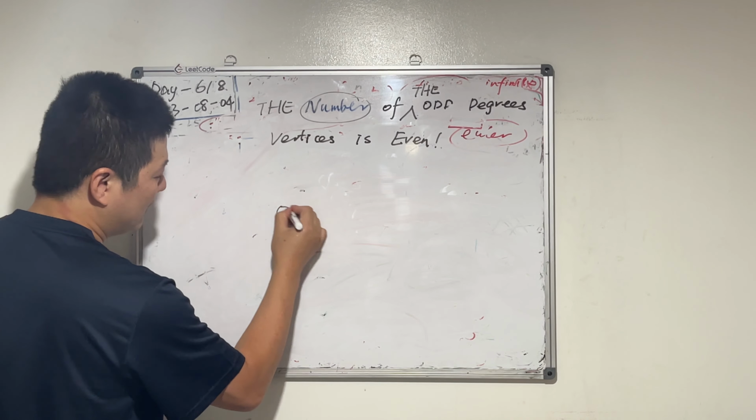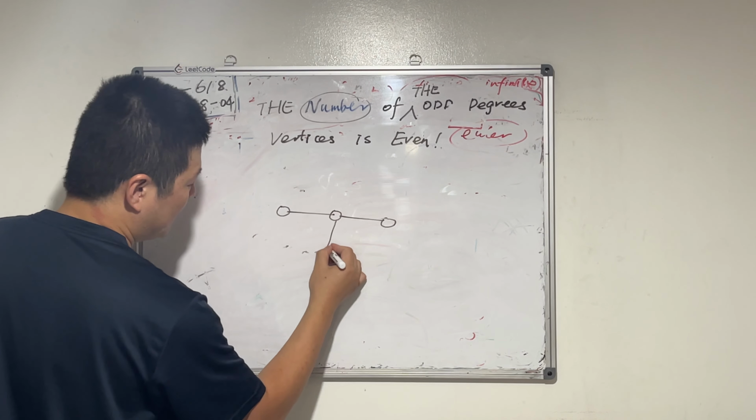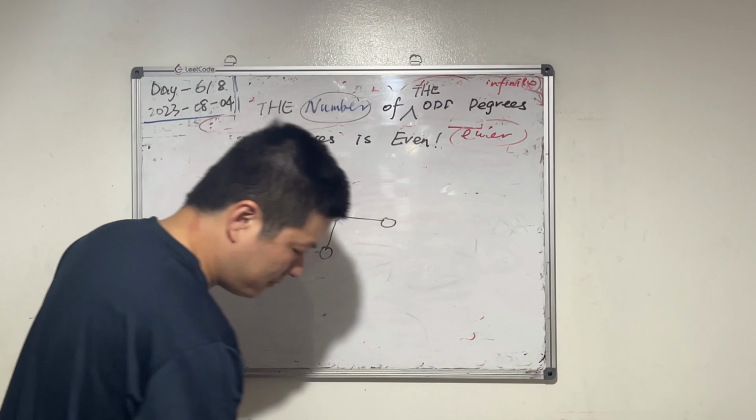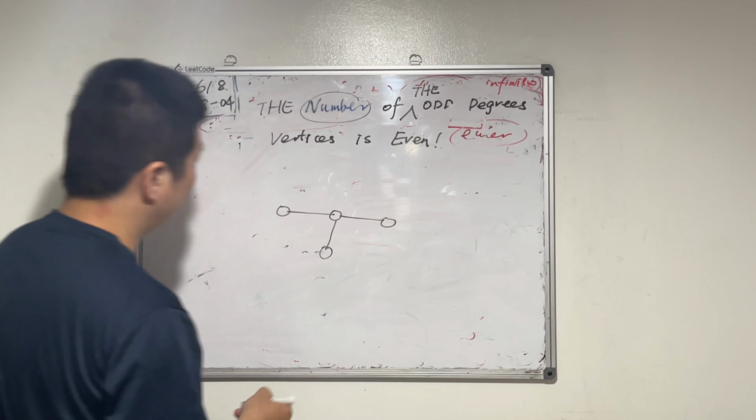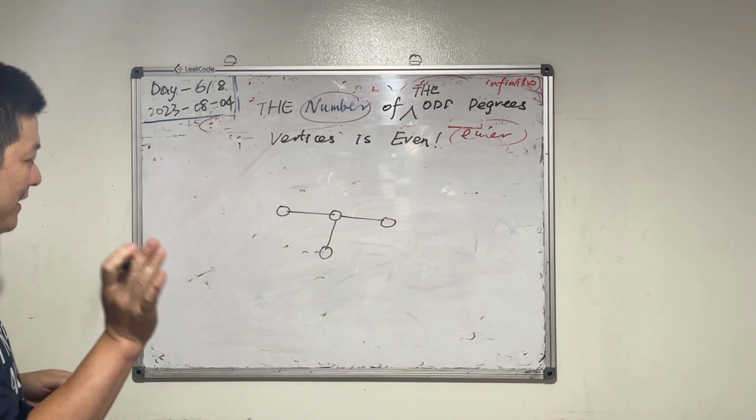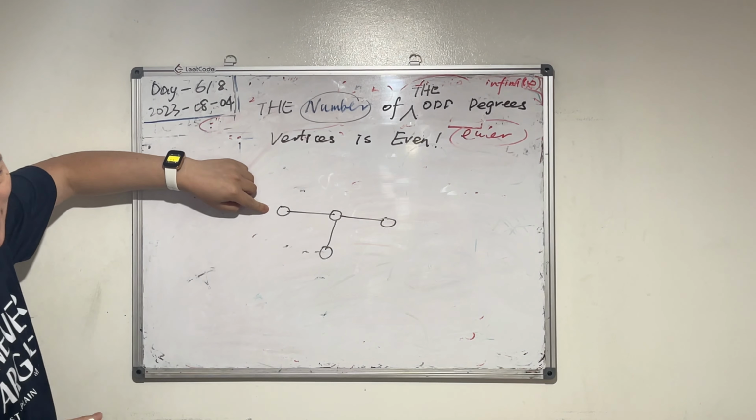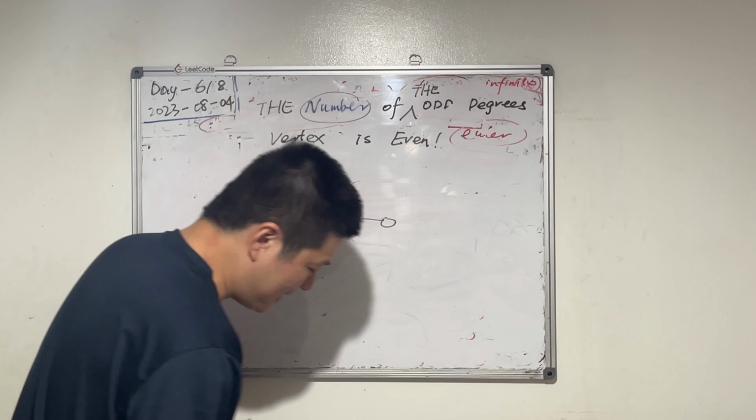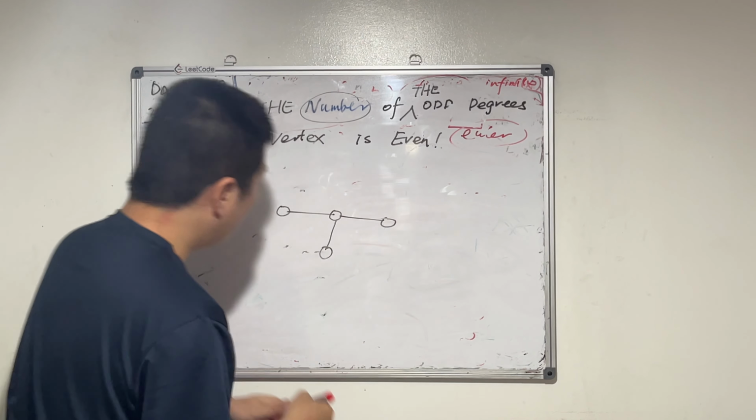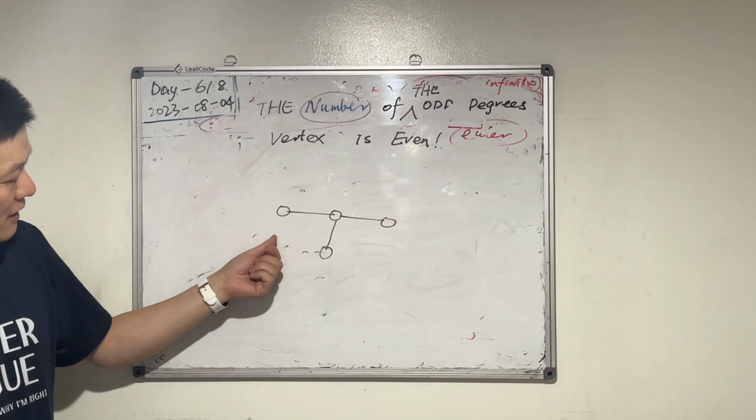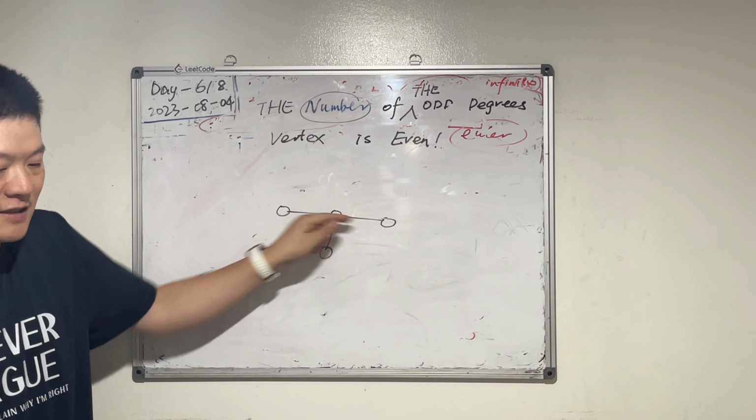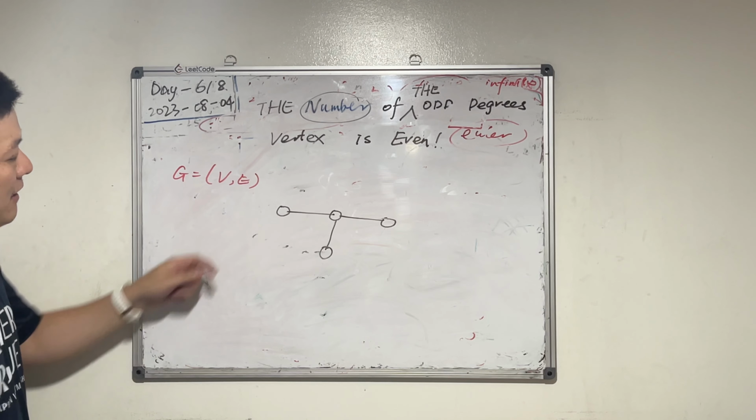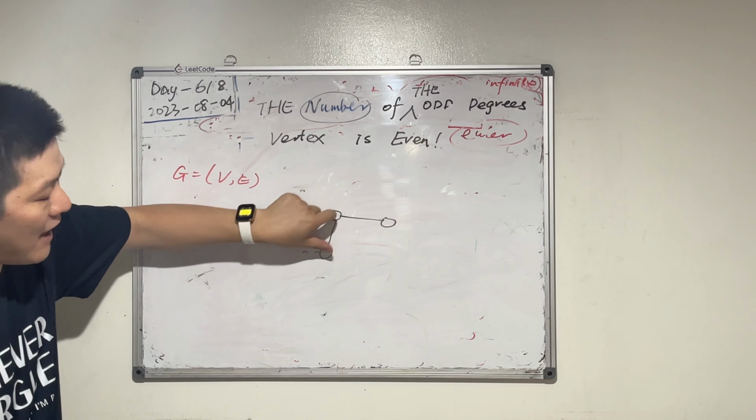For example, like this one. This is a simple, unweighted graph. So consider this unweighted graph. This is a vertex, these are the edges. A graph is a collection of vertices and edges, right? These are the vertices, these are the edges.